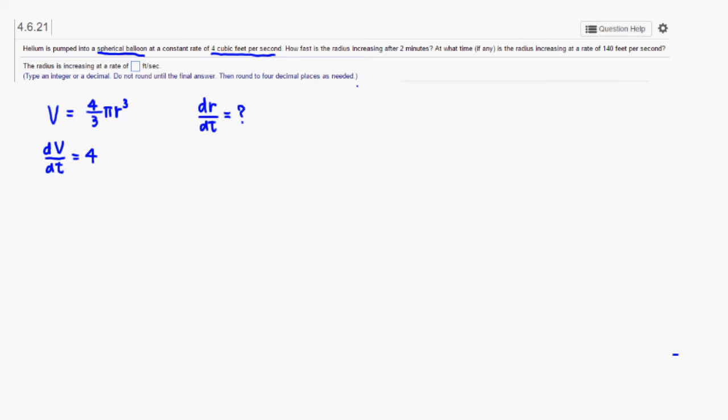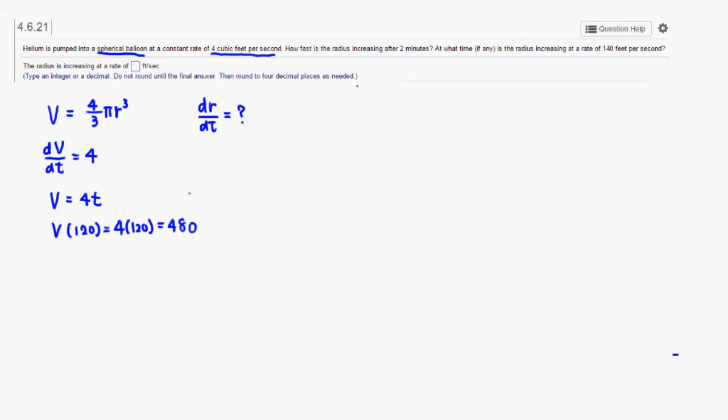Then after 2 minutes, volume can also be written as V equals 4 times T, because it's increasing at the rate of 4 cubic feet per second. So after 2 minutes, which is 120 seconds, V is going to be 4 times 120, so it's going to be 480. Then we want to know how fast the radius is increasing.